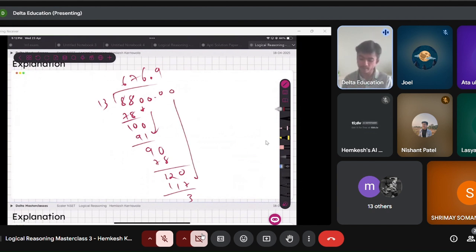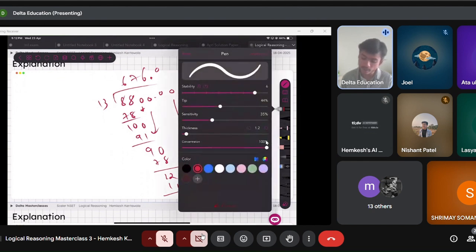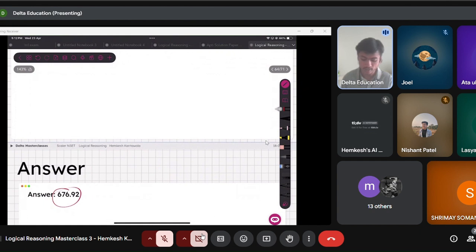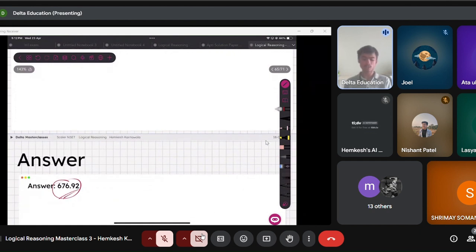So I am doing the calculation, but yeah, 13 2s are 26. So the answer is 676.92, which is the answer. And if you need to round it off to the nearest integer, then the answer would have been 677 rupees.